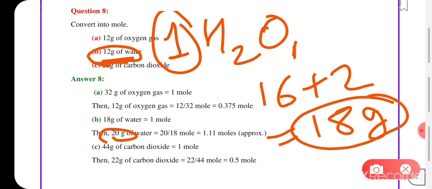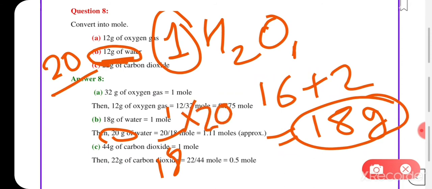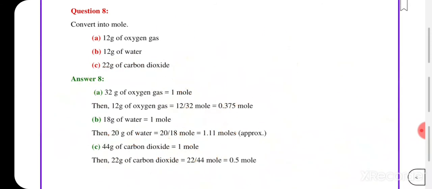Okay, you can keep it 12 or you just check in your book. Yes, it is 20. Okay, so 20 grams of water, it will be how much? So 1 divided by 18 into 20. Okay, do it directly, 20 upon 18. Fine. Now moving on to the next one.